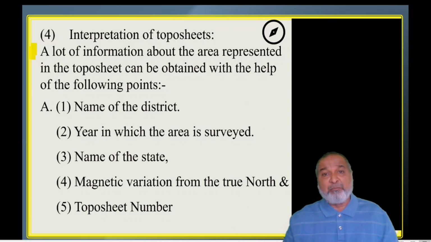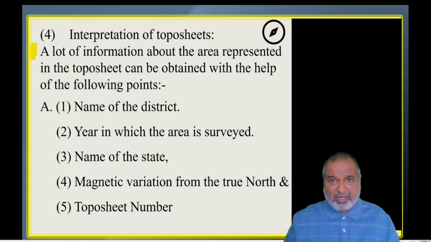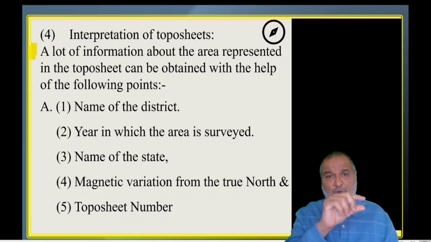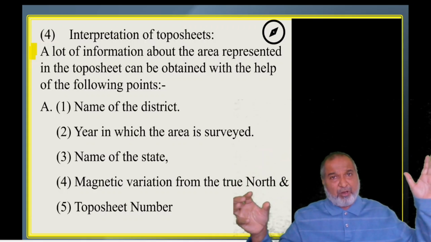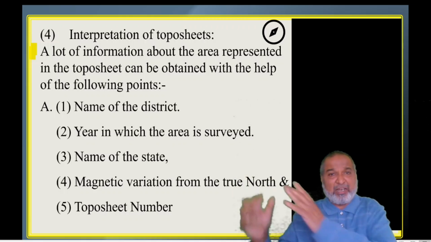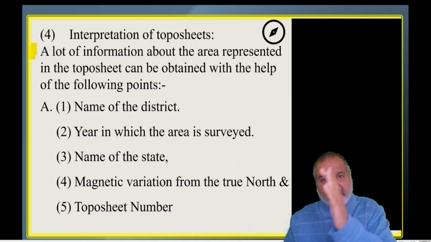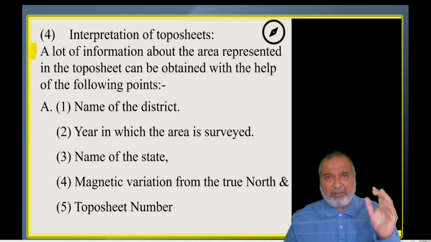Then a very important one, the magnetic variation from the true north. It is mentioned for the year in which the area has been surveyed, and it is printed. So if you want to find out how the magnetic variation has changed up till now, then we have to make the calculation. What is the magnetic variation difference? So we have to work it out and you can find it. That will be a simple technique. With practice, you can find out that particular part. Magnetic variation is also written over there. Then the toposheet number on your right, meaning from the left you start towards the right. So the name of the district, then the year in which the area was surveyed, then the name of the state, everything is there on the top.